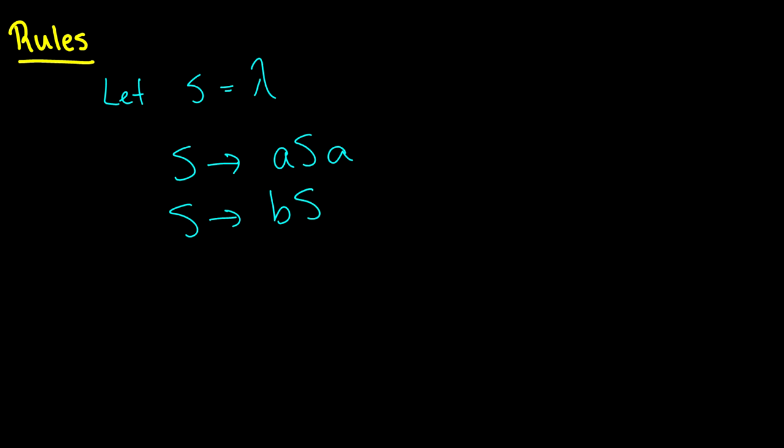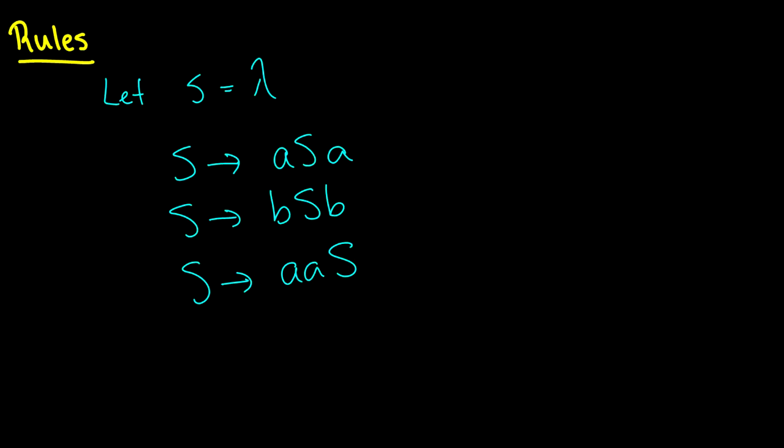The most important part of formal languages are rules. So we can define our rules recursively. So we can say, okay, let s equal lambda. So we start with an empty string. And given s, we can have the string ASA. Given s, we can have BSB. And given s, we can have AAS. So these are sort of recursive things.